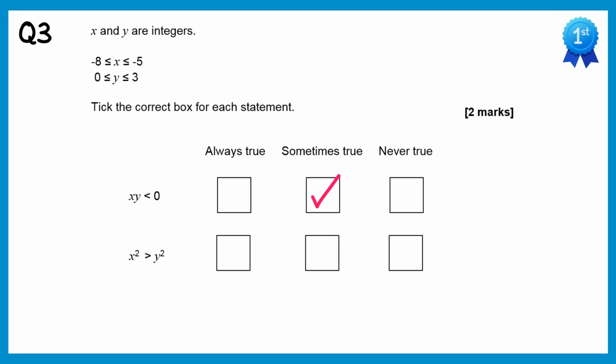Now we need to see if x squared could be greater than y squared. We can write inequalities out for x squared and y squared. So for x squared, if we look at the numbers negative 8 and negative 5 and square those, we get 64 and 25. So x squared must be in between 25 and 64. If you do similar for y squared, 0 squared is 0 and 3 squared is 9. So if x squared is always in between 25 and 64, and y squared is always between 0 and 9, then x squared must always be greater than y squared, in which case this is always true.